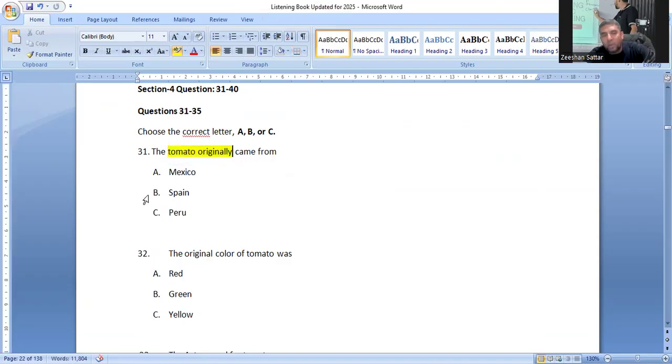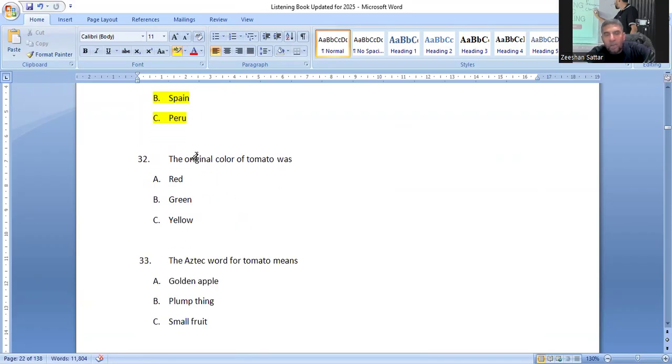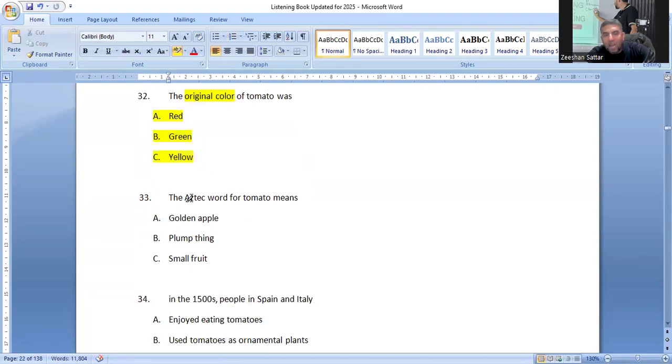Keep your pencil on originally and your finger on B. Mexico, Spain and Peru. Listen to originally, skip with your pencil, bring it down, and keep an eye on these three together. Original color of tomato. Color pencil. Red, green, yellow. Aztec word for tomato means. So Aztec word pencil.